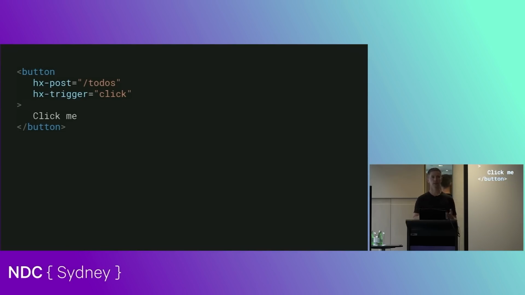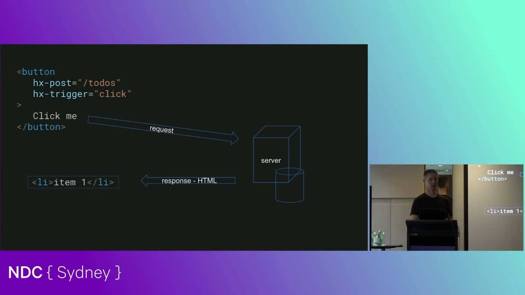Now, if you've used Htmx, you'll realize you probably don't need to put this trigger attribute on here, because Htmx will know, hey, you're on a button. The most likely thing that you want to listen to is a click. But I've put it here for clarity. So when you click this button, it's going to make a request out to your server, just a normal AJAX request. And your server's going to respond with a little bit of HTML. Let's just say a single list item.